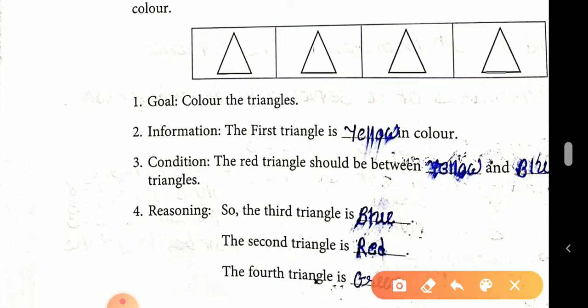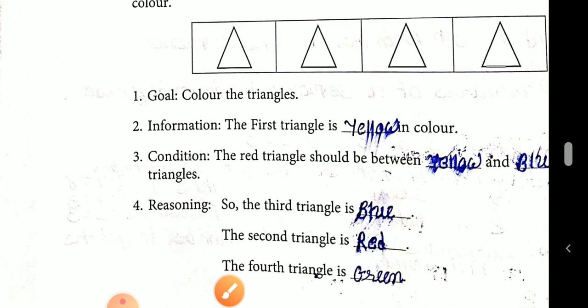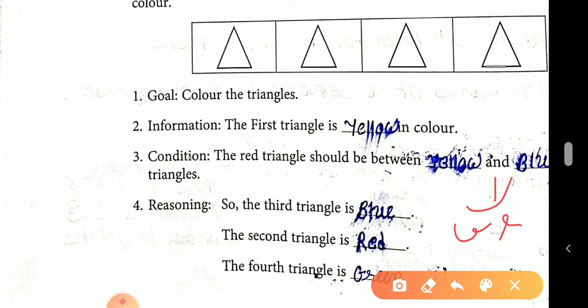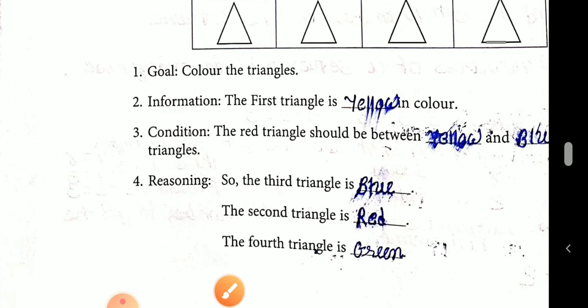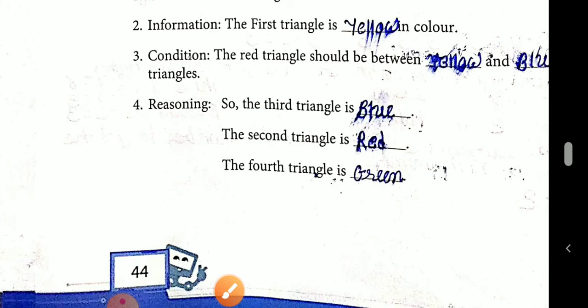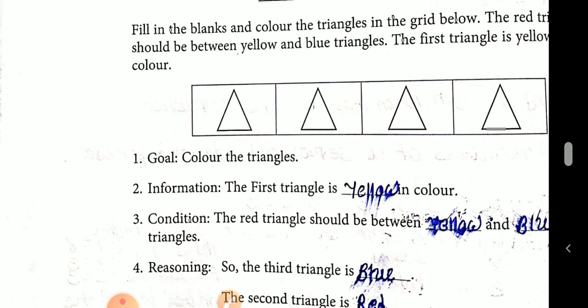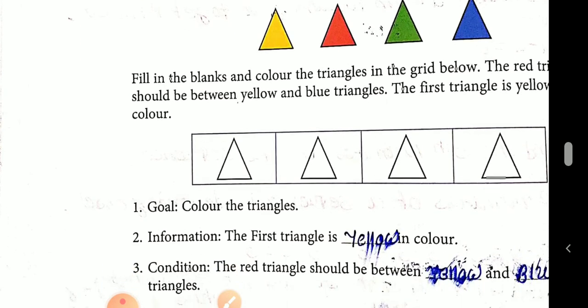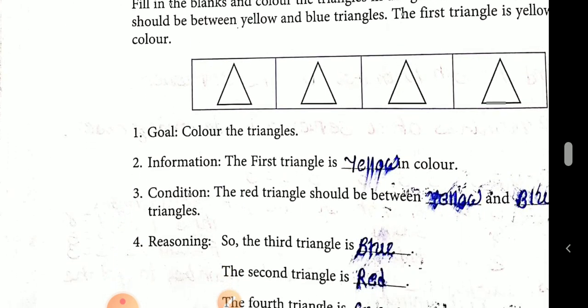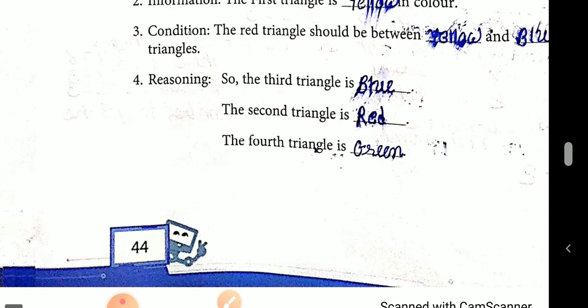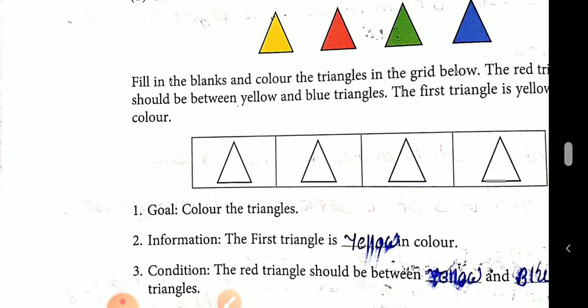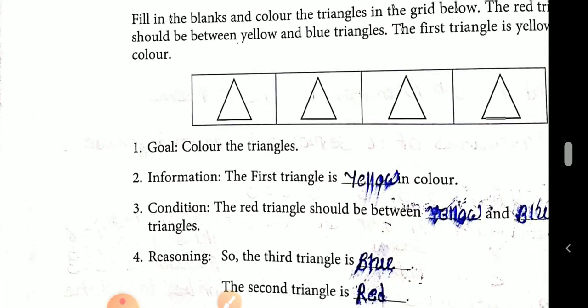Here you just correct your answer, it is green color. Which color? Green. Now third reasoning. So the third triangle is which color? Our third triangle? Blue. The second triangle is red, and the fourth triangle is green color.